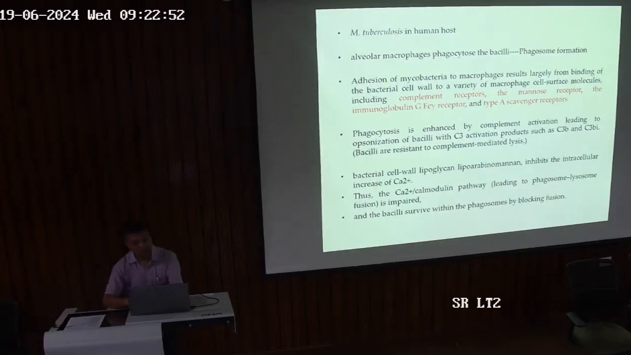Then the bacterial cell wall lipoglycan lipoarabinomannan inhibits the intracellular release of calcium. This is a specific characteristic of the Mycobacterium tuberculosis, which inhibits the secretion of this calcium. And this calcium was important in the lysis of the bacteria. So if the bacteria inhibits this process, it protects itself. Bacteria protect itself from the lysis, acting via calcium.